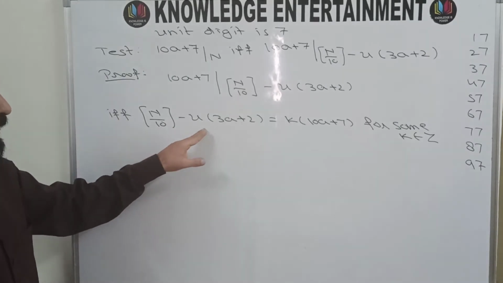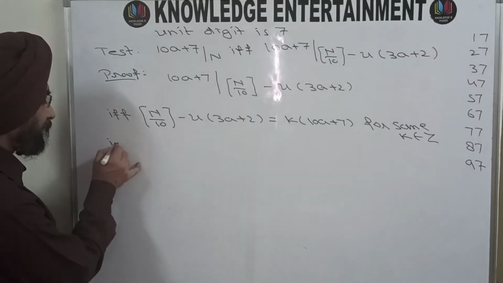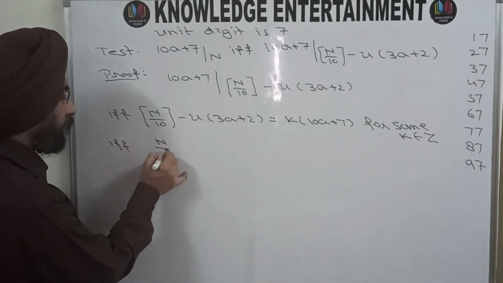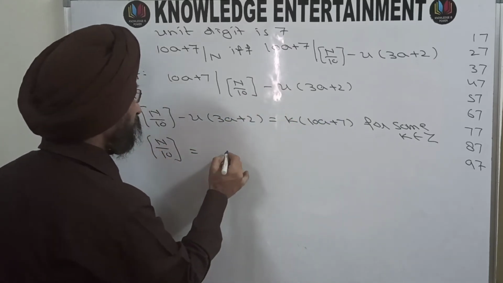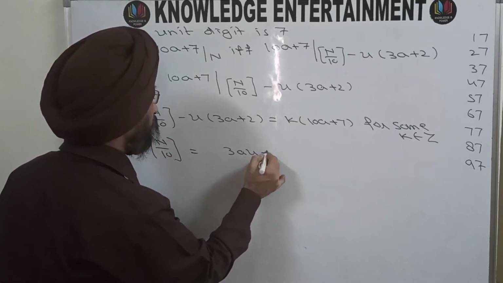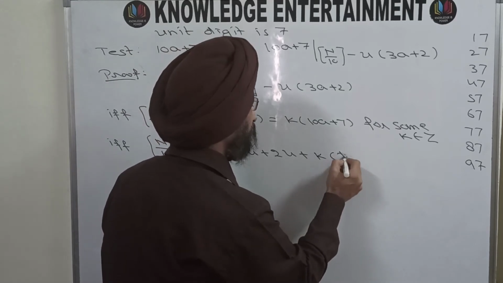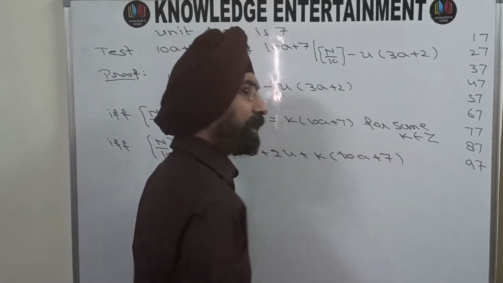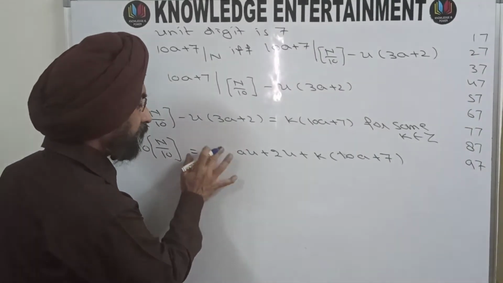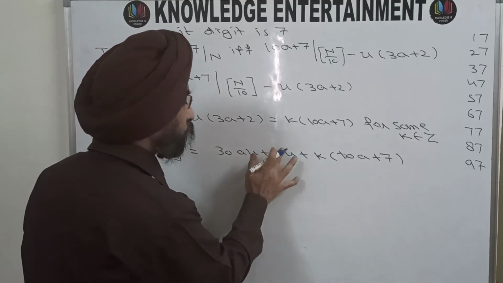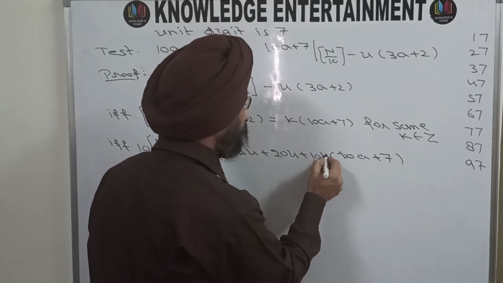Once again, I will take this term to the right hand side and open the bracket. So what will I get if and only if n by 10 greatest integer is equal to, I'm going to open the bracket, so it will become 3au plus 2u plus k times 10a plus 7. Now multiply both sides by 10. So here you will get 10, this 3 will become 30, this 2u will become 20u, and here you will get 10k.